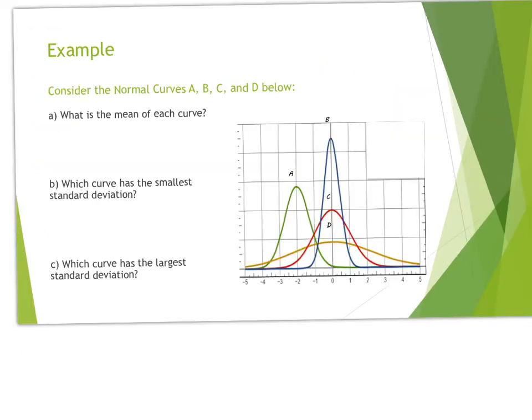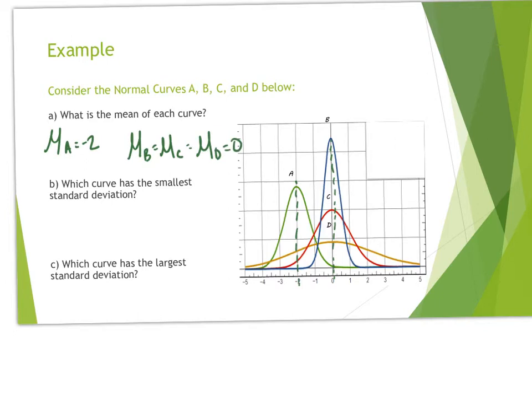So let's look at this example. Consider the normal curves A, B, C, and D below. I want to know what is the mean of each curve. Well, we said the mean of the curve sits at the middle of the curve. So we're looking at these curves and we're trying to find the mean. We want to find the middle of each curve. So curve A has a mean that sits at the middle, which is at -2. We'll write it like this: mu of A equals -2. It looks like curve B, C, and D all have the exact same means. They're all sitting at a mean of 0. So we'll write it as mu B equals mu C equals mu D, and they're all equal to 0. What makes B, C, D different though?